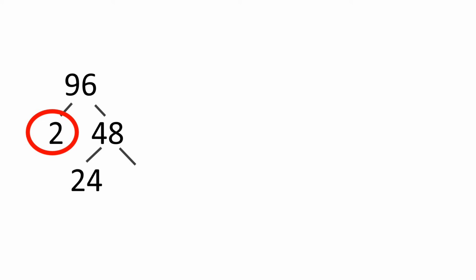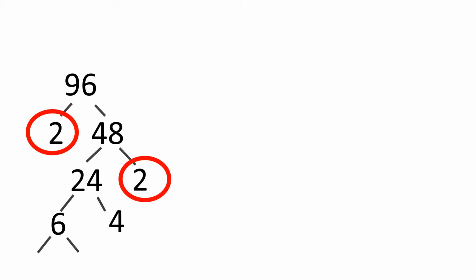Let's go 24 times 2. 2 is a prime number, we leave it alone. 24 is not, let's divide it further. 6 times 4. These are not prime numbers, we could divide them further.